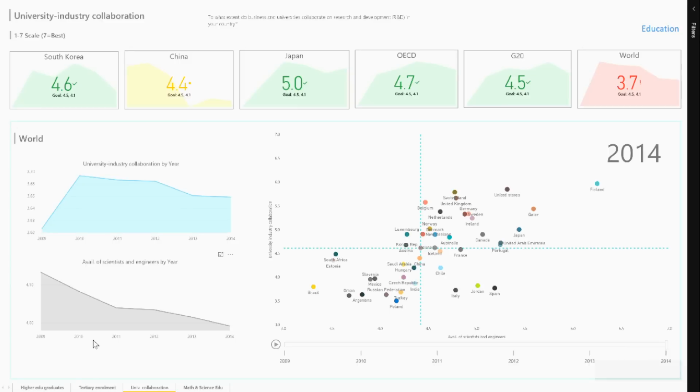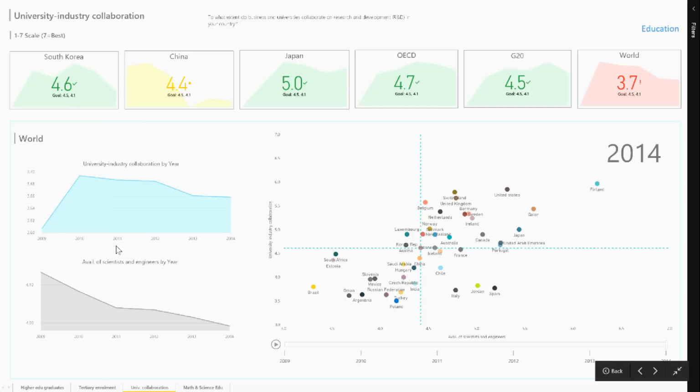So we always try to show what this report is about. In this case, university-industry collaboration. In some cases, it's very helpful to add the definition. And the scale is 1 to 7. 7 is the best. And let's say, just looking at the top, South Korea, it's a good idea to add 2 more countries to compare, which are China and Japan. And then OECD and G20 and worldwide, okay?